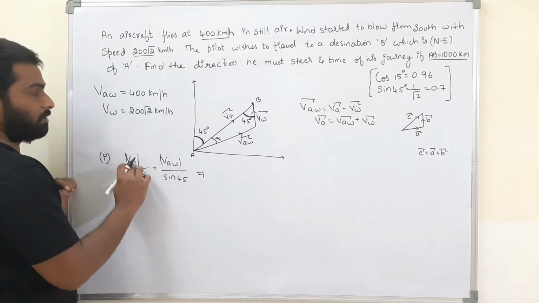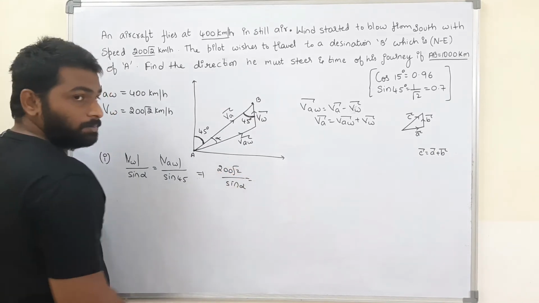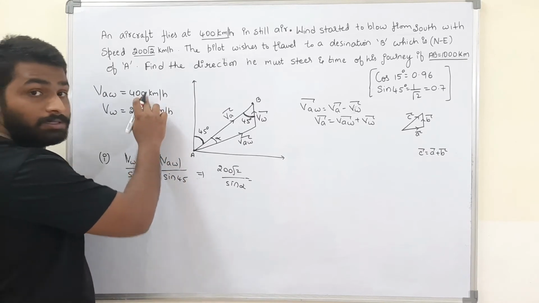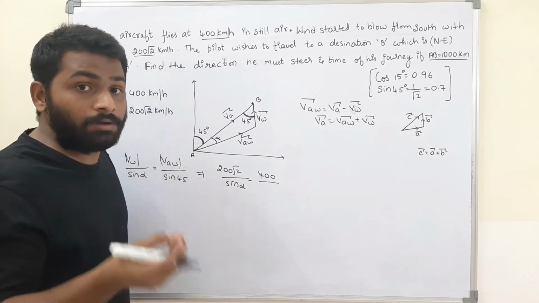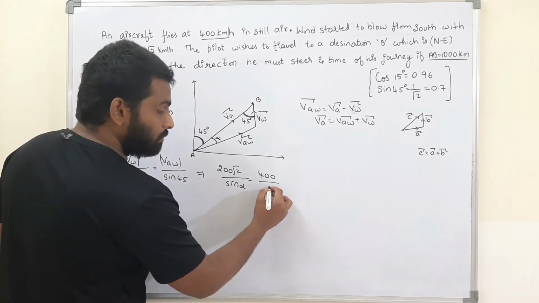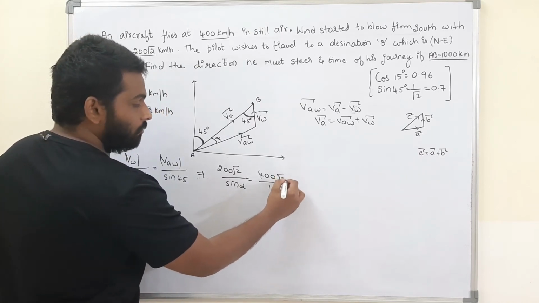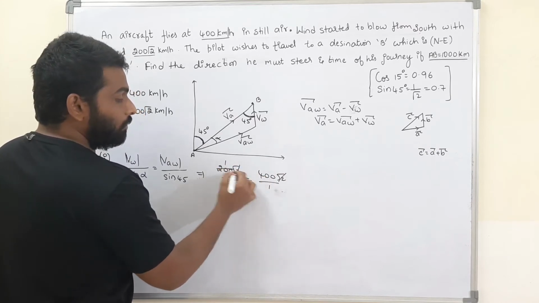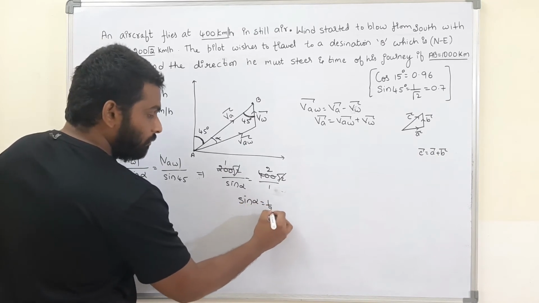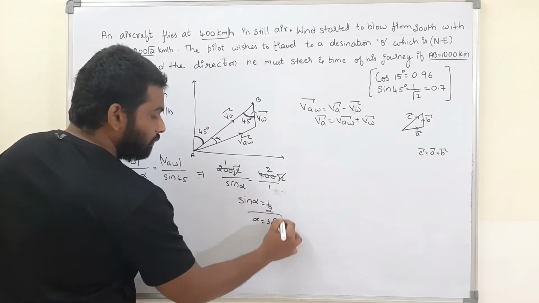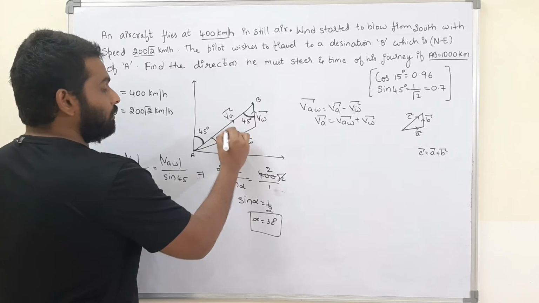Now, just keep the values. What is the velocity of wind? 200 root 2 by sine alpha must be equal to, what is the velocity of aircraft with respect to wind? They give us 400 by sine 45. What is the value of sine 45? Already you know that. Yes, 1 by root 2. I am sending this root 2 to the numerator, root 2 cancels off, 200 ones, 200 twos. Therefore, sine alpha is equal to 1 by 2. Therefore, what is alpha? Alpha is equal to 30 degrees.